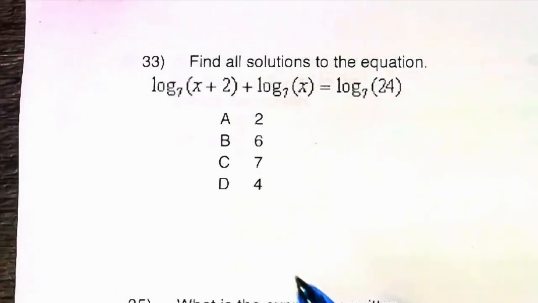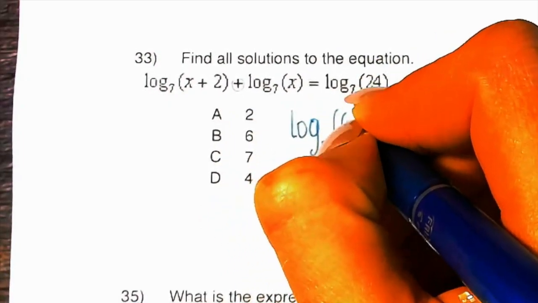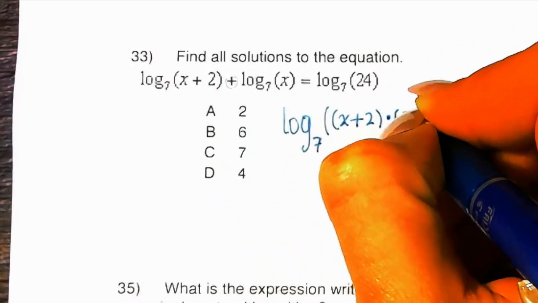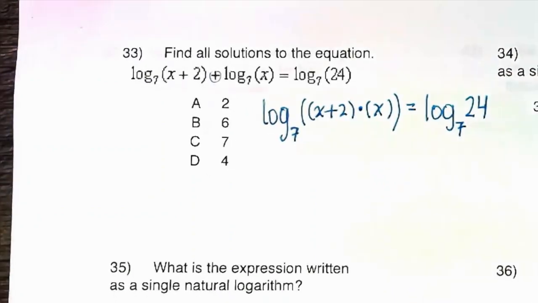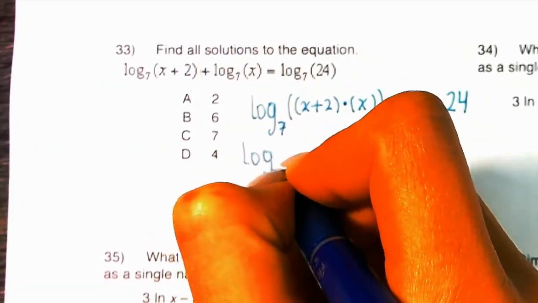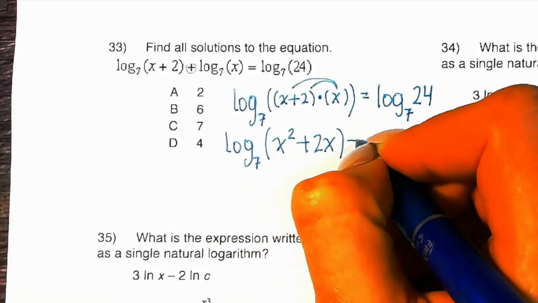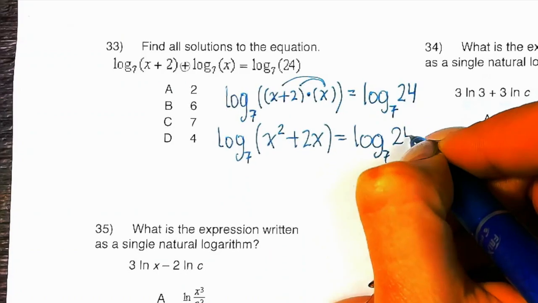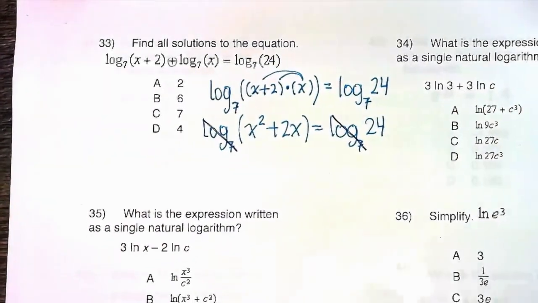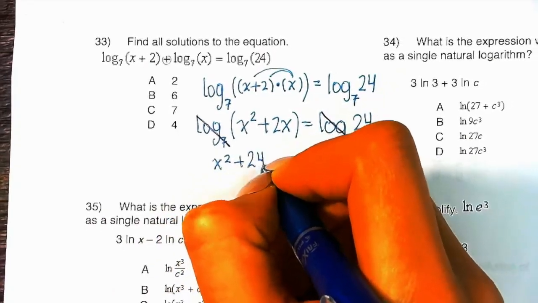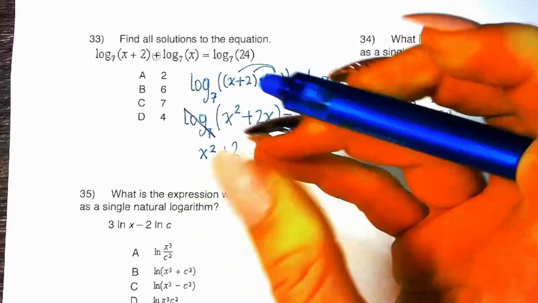Number 33 is another logarithmic equation to solve. On the left-hand side, we're going to use the product property and rewrite that as log base 7 of x plus 2 times x. X plus 2 times x is x squared plus 2x. Here, we are able to use the one-to-one property because we have log of this equals log of that. Therefore, this must equal that. What is this? X squared plus 2x. What is that? 24.